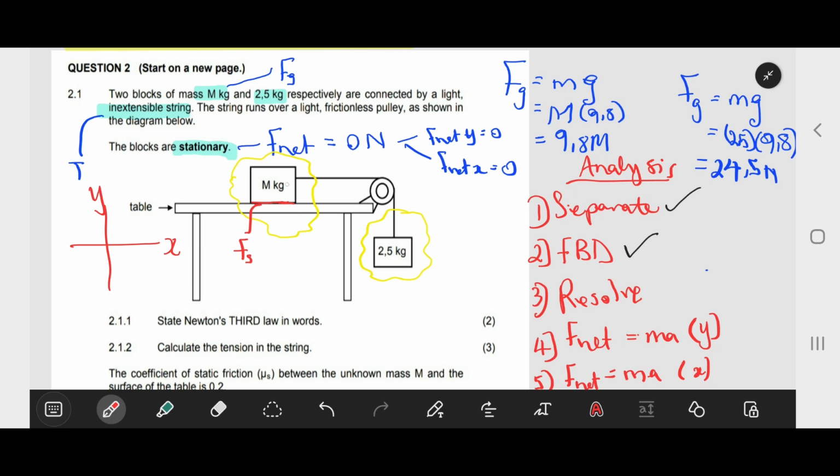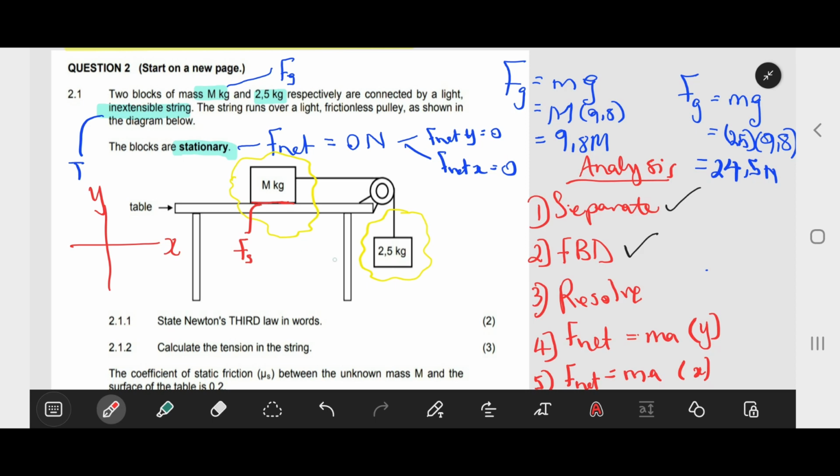And since we have the mass of the object, we should have the gravitational force going downwards. And we have the string pulling the mass m kg, so it means we will have tension in that direction to the right. But let us look at these objects.